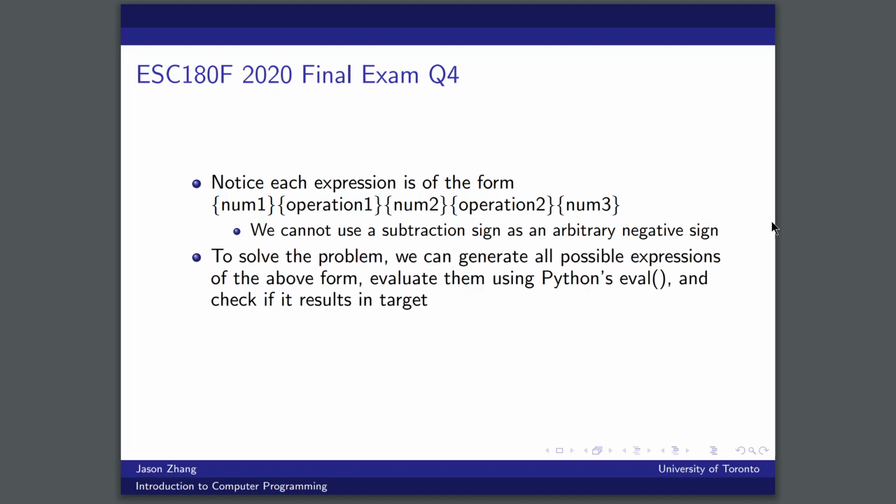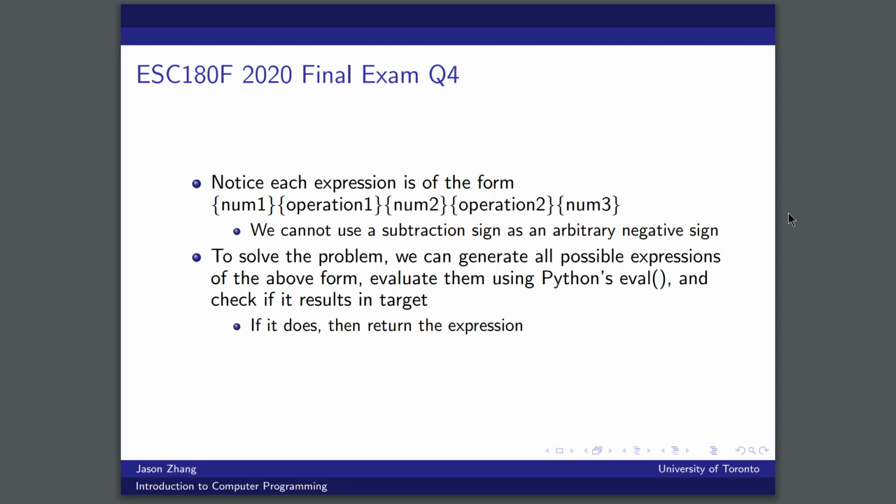And so the general algorithmic approach to solving this problem would be to generate all possible expressions of the above form, because we're given num1, num2, num3, but we can change the order, and we can also change what operations we use. So that would be to generate all possible combinations of these expressions, evaluate them using Python's eval function, and check if they evaluate to the target that we want. And if it does evaluate to the target, then we should return that specific expression.